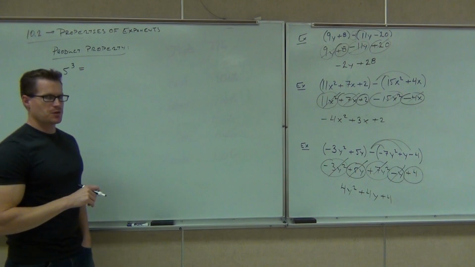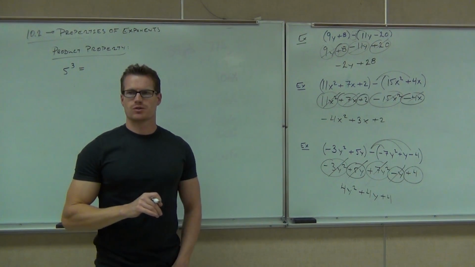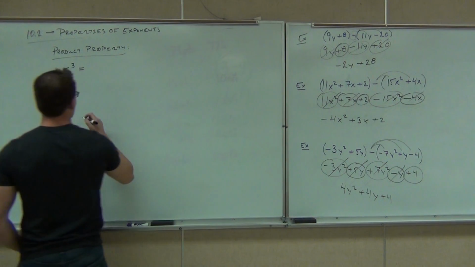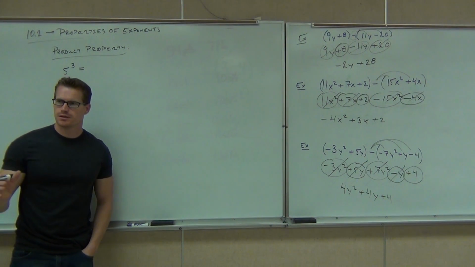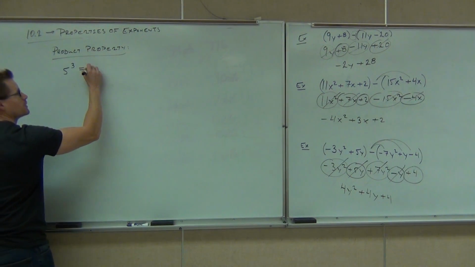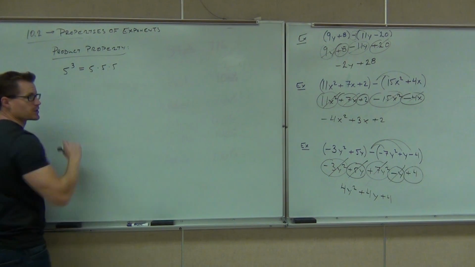What does 5 to the third actually mean? 5 times 5 times 5. So it doesn't mean 5 times 3, does it? No, this is actually not 15, it's 125, because you're doing 5 times 5 times 5. Very good.